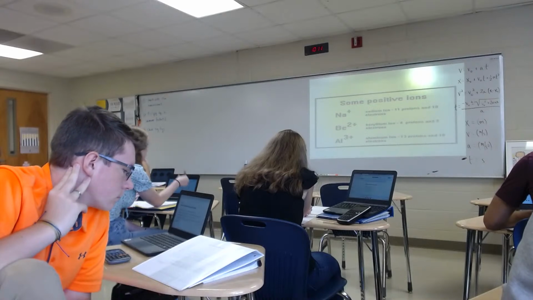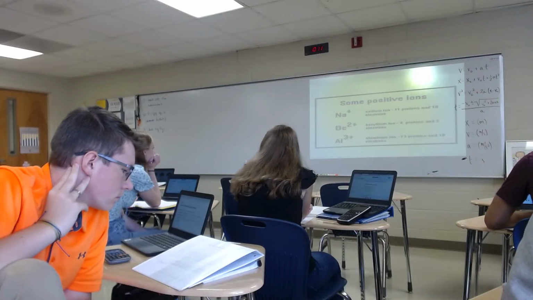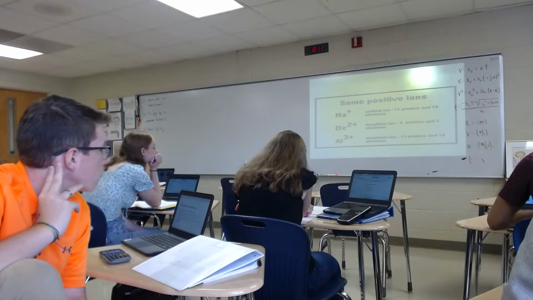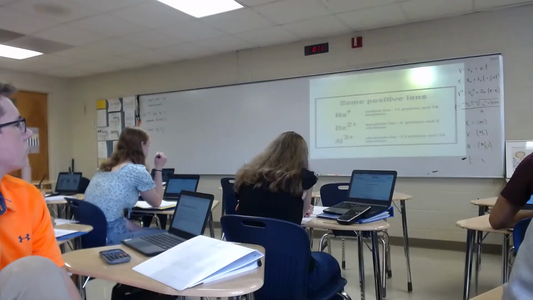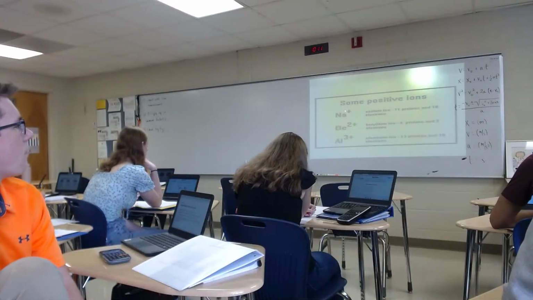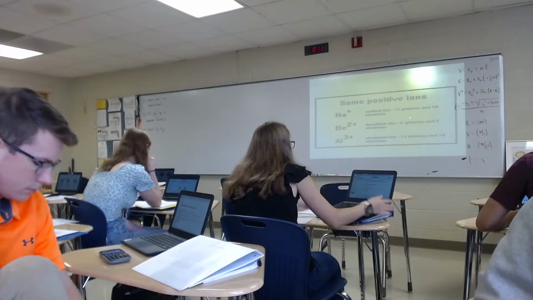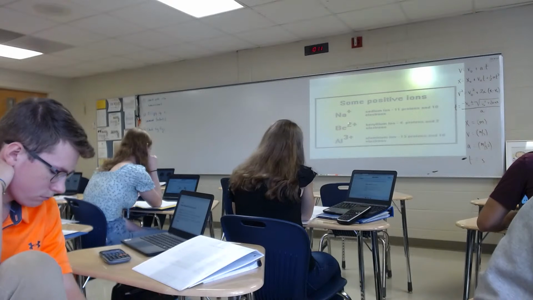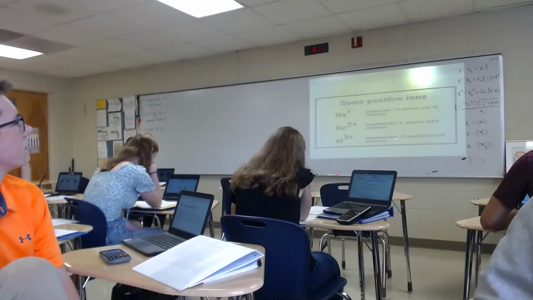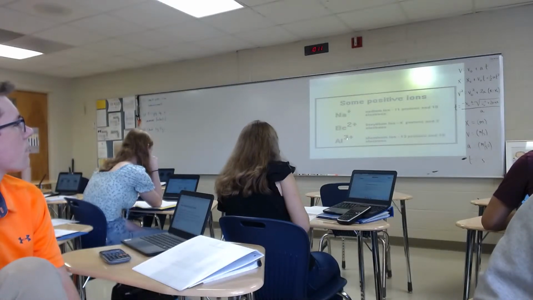Same thing if it's positive, it still goes in the top right corner, it just has a plus sign instead of a minus sign. Sodium has 11 protons, if it only has 10 electrons, then it's plus 1. A beryllium atom has 4 protons. If it's missing 2 electrons, it's 2 plus. Aluminum, 13 protons, if it's missing 3 electrons, would be 3 plus.